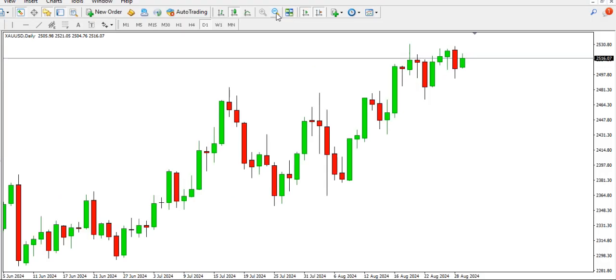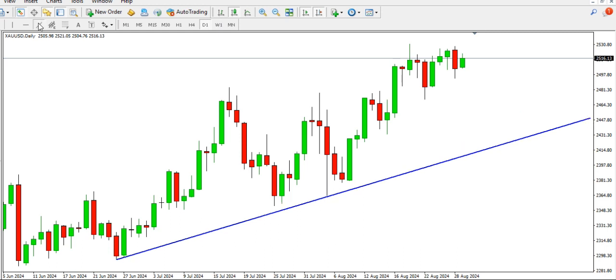On the daily time frame, what do we have? Price of gold is still buying, but for now it's ranging. Like I said at the start of this video, price of gold is currently ranging on the daily time frame, but we might want to consider this bearish engulfing candlestick around here.